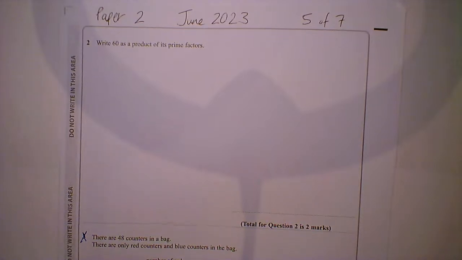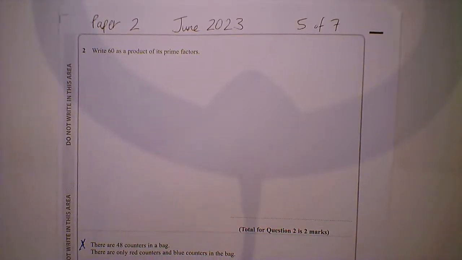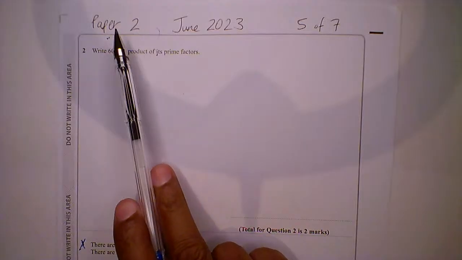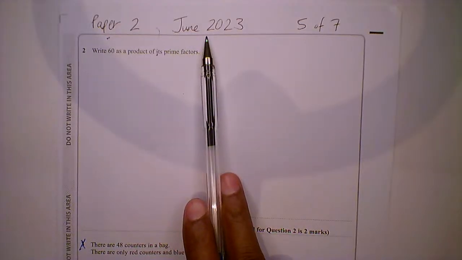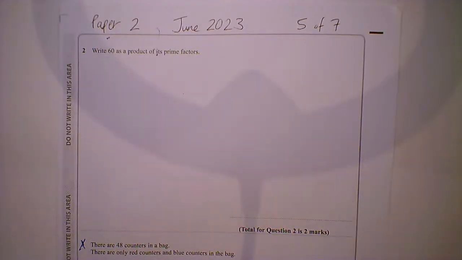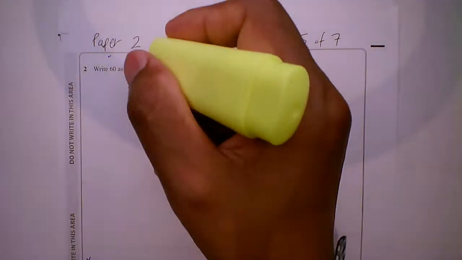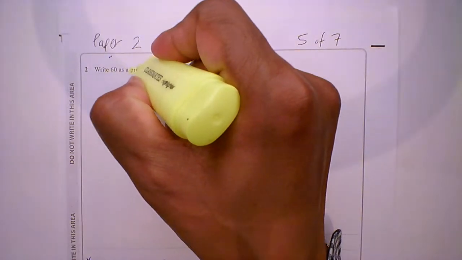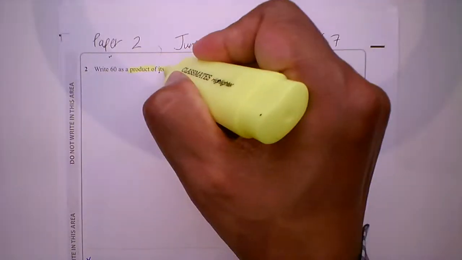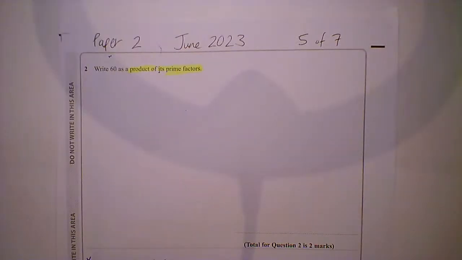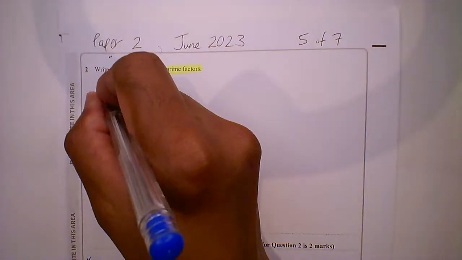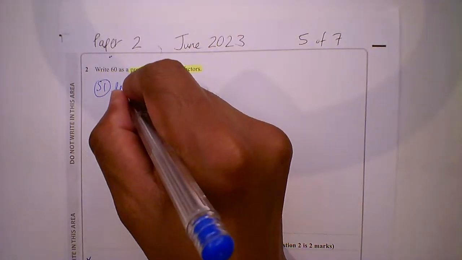Okay, question number 5 of 7. This is from paper 2, so we are allowed a calculator, June 2023. Press pause and have a go. If you're stuck, then press play for the answer. Again, similar to before, we read the question, write 60 as a product of its prime factors. Identical to the previous questions, the difference is my number has changed. So same thing again, step 1, remember primes.